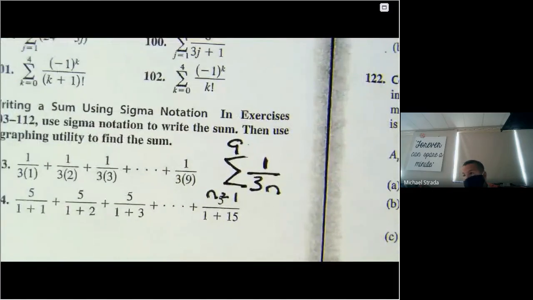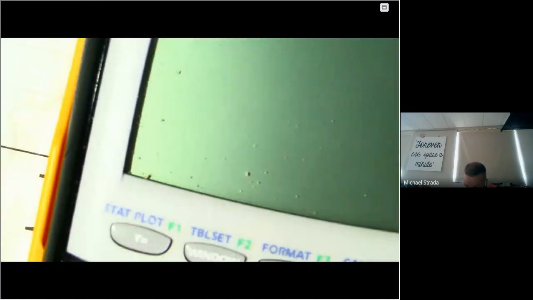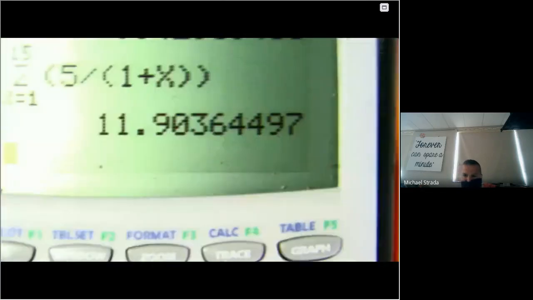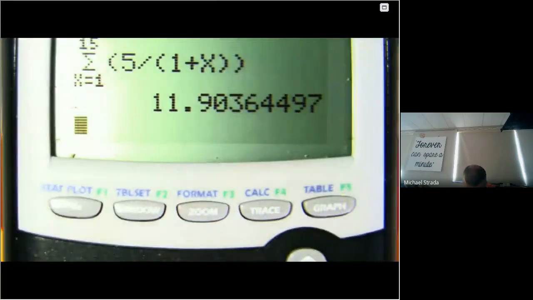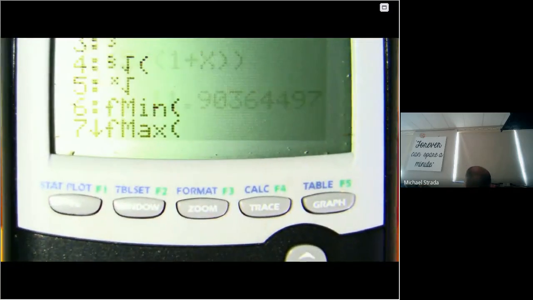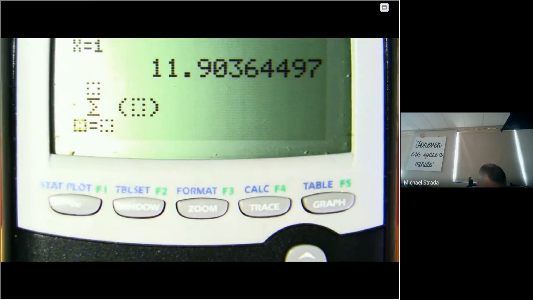Now, if you want to find that sum, and if you need to write this down before tomorrow, make sure you do, because you can't walk up and ask. We can use the graphing calculator to find that sum. And to do that, remember, we hit math and then 0.